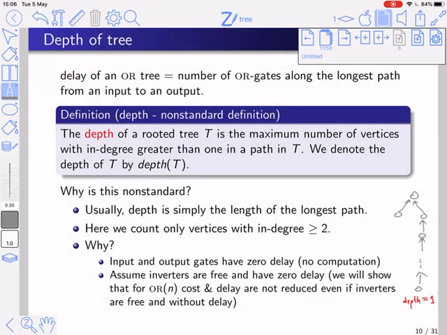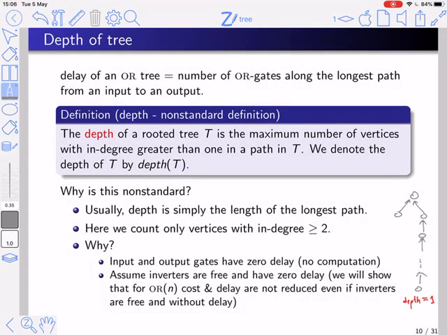Okay, so what is the non-standard definition of depth? I want to emphasize non-standard. The depth of a rooted tree is the maximum number of vertices with in-degree greater than 1 in a path in T. So what we're doing here is we're only counting vertices along the path of in-degree greater than 1. Since we're interested in trees of in-degree at most 2, we're actually counting the number of vertices of in-degree 2.